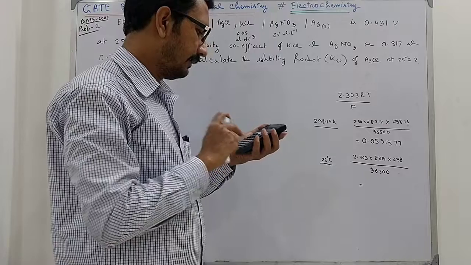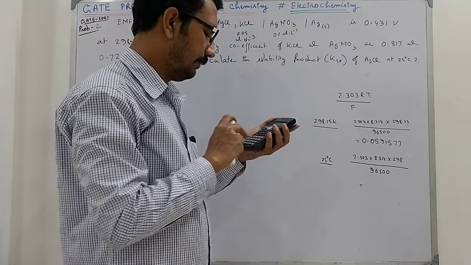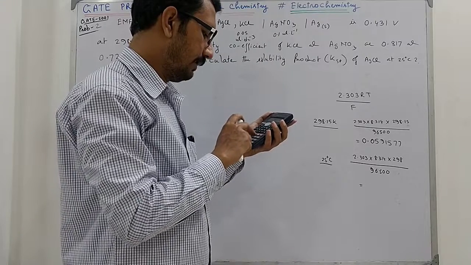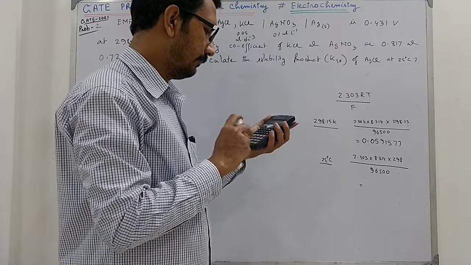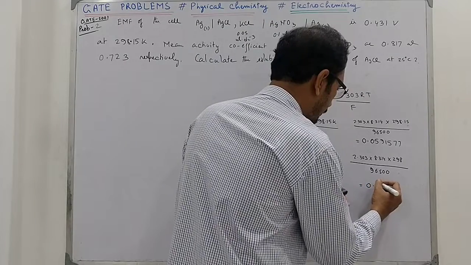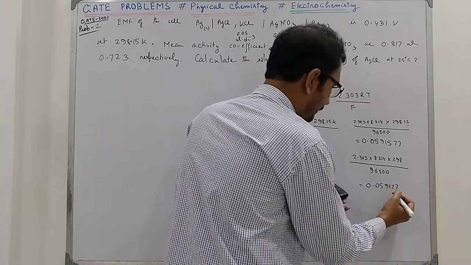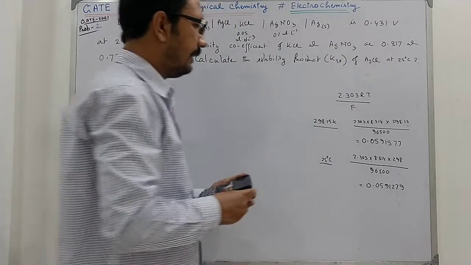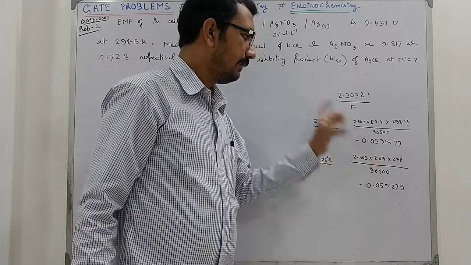0.0591577. Now let us calculate the second part. It is 2.303 into 8.314 into 298 divided by 96500. It is 0.0591279. So you see there is no difference in the value that we use actually.